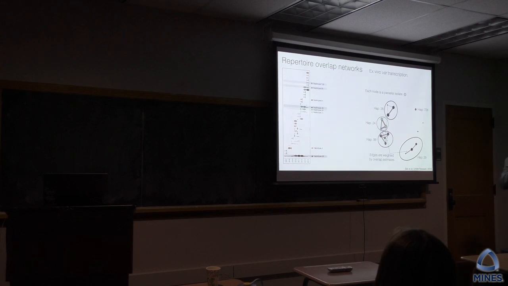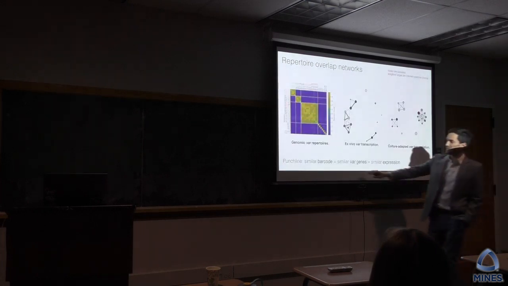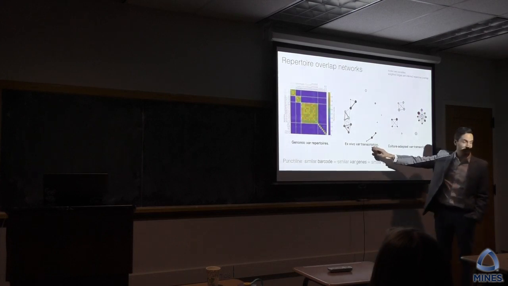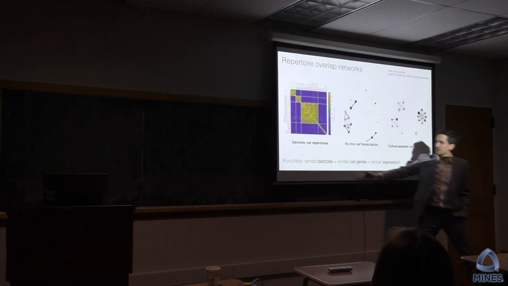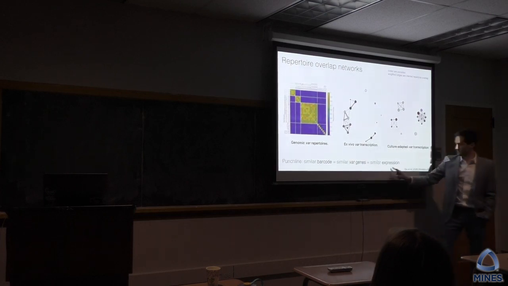So that suggests that the genetic barcode is the same as the var repertoires, but still with some amount of overlap between them. So we can look at the genomic var repertoires, we can look at var transcription, we can look at culture-adapted var transcription, but the punchline is similar barcode means similar var genes and similar expression.